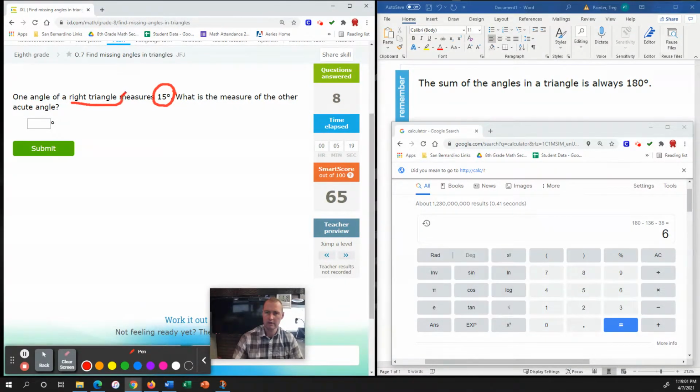One angle of a right triangle. Here it is right here. Right triangle means it has a 90-degree angle in there. There's the other one that I'm looking for right there. So we got a 15 and a 90 to work with. So what's the measure of the other angle?